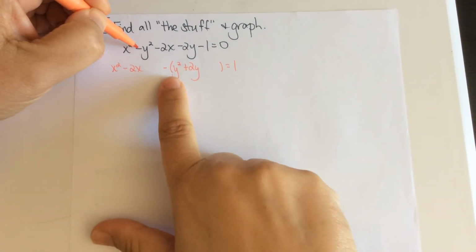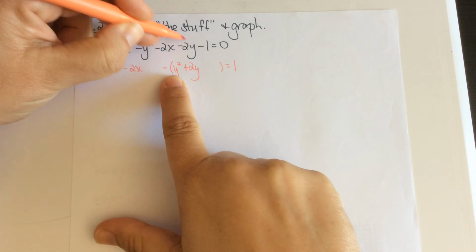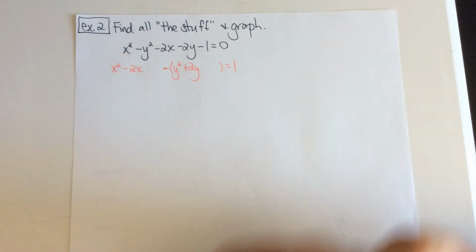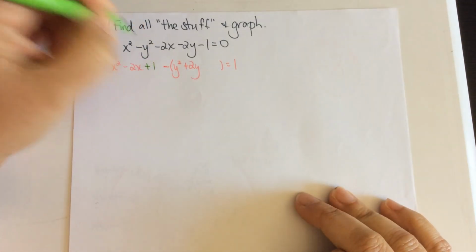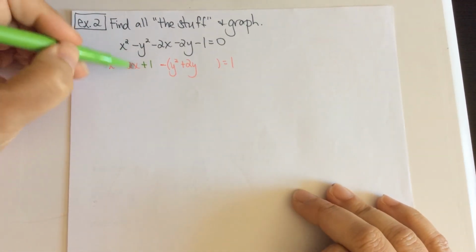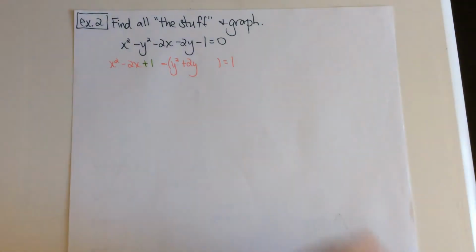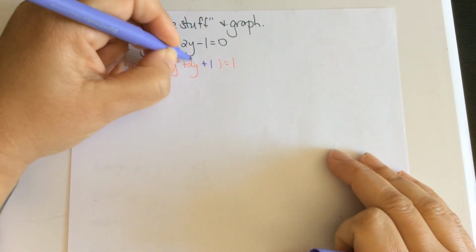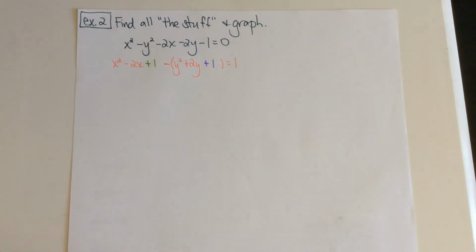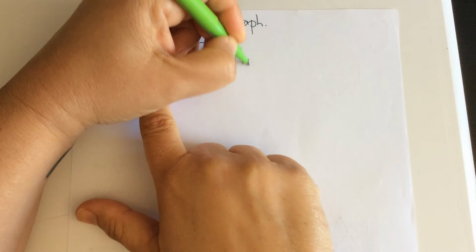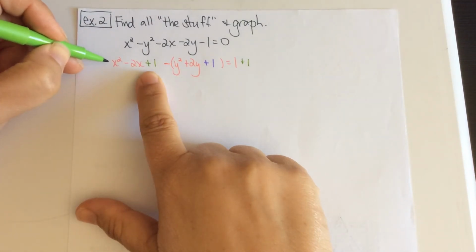I factored a negative out from both of the y terms, so that became a plus. I left myself a space so I could complete the square. So I'm going to divide by 2 and square it, right? And then I have to do the same thing to both sides. So I'm going to go like this for this one.